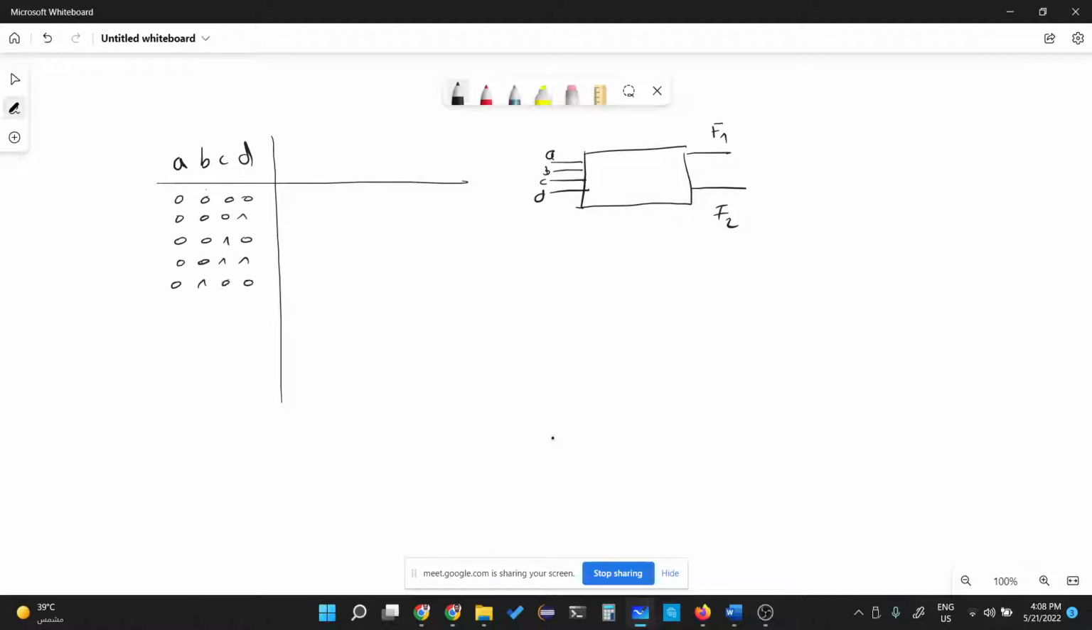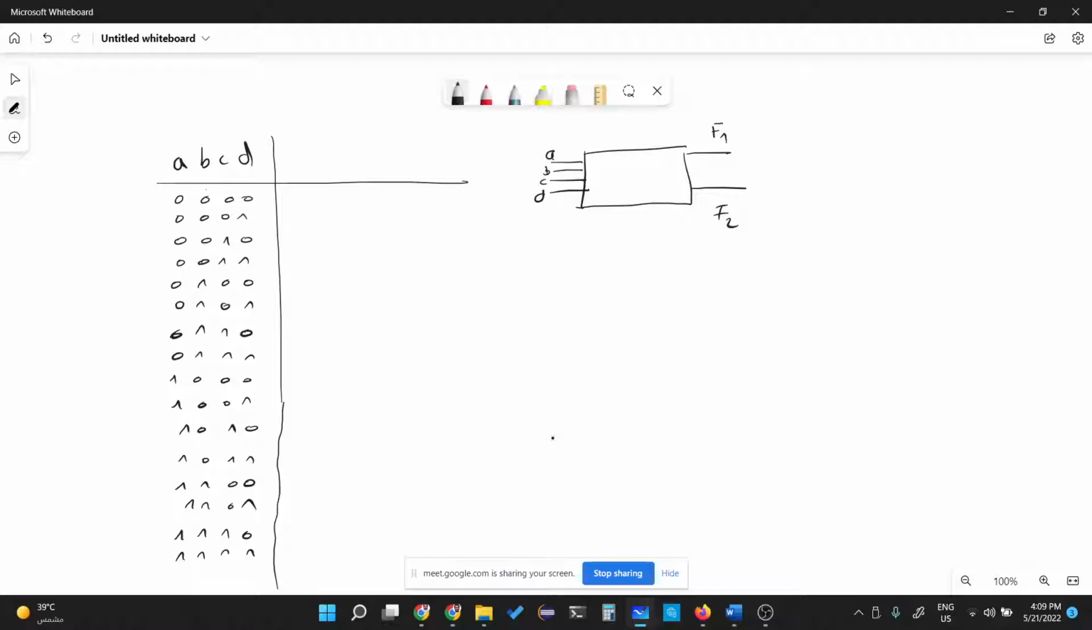0 1 0 0 0 0 1 0 1 0 0 1 1 1 and then 1 0 0 0 and 0 0 1 1 0 1 0 1 0 1 1 1 1 0 0 1 1 0 1 1 1 1 0 1 1 1. Here I have 4 plus 4, so I have 8. You can draw lines like this just to make sure you have 16 entries in the table.